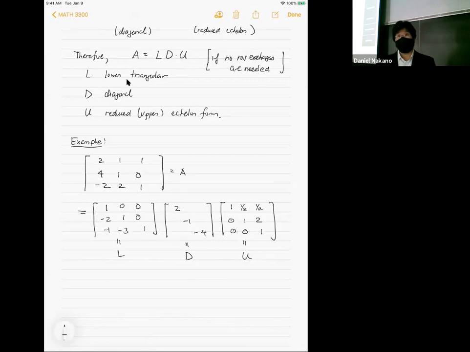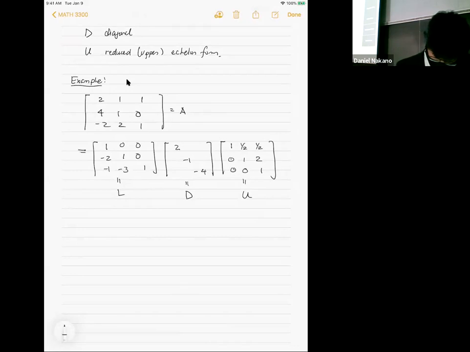Okay, any questions on this? So again, when you use Gaussian elimination, you actually know how to do this because you just keep track of the data when you do Gaussian elimination, and then you can find L, D, and U all the time. And this decomposition is unique. Okay, so here's the theorem, or fact, if you want to call it. The LDU decomposition is unique.